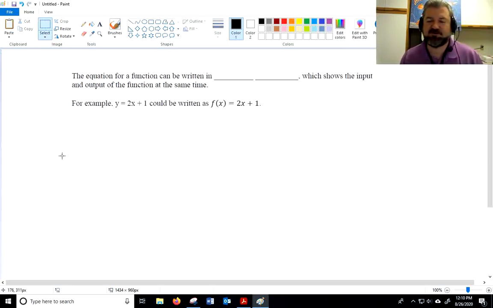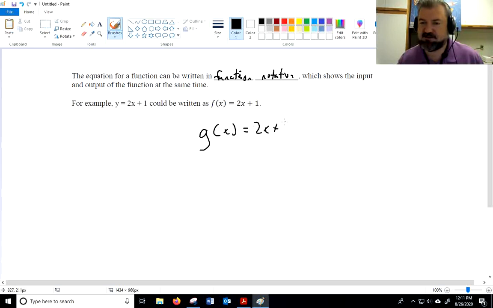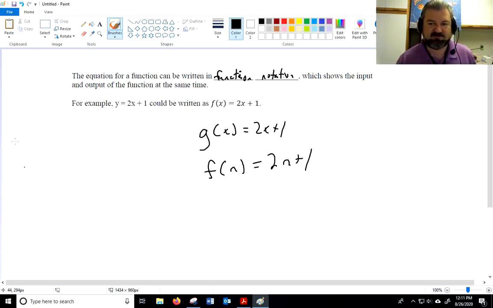All right, the equation for a function can be written in function notation, which shows the input and output of the function at the same time. So for example, if we have y equals 2x plus 1, it can be written as f of x equals 2x plus 1. Well, I could also write it as g of x equals 2x plus 1. Or I could write it as f of n equals 2n plus 1 if I'm using a different letter besides x. But basically, you just give it a name and then show the input.